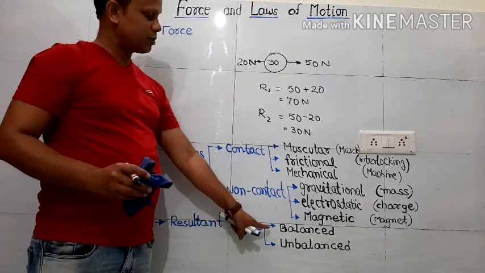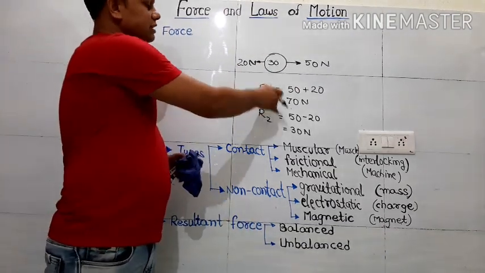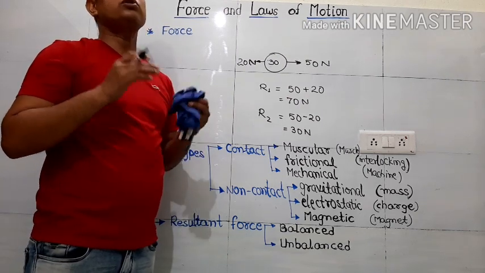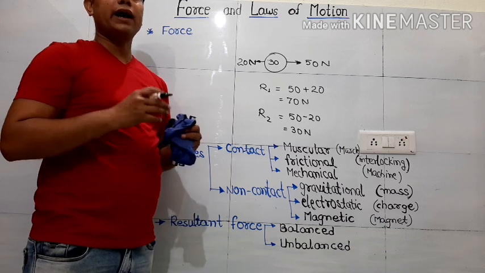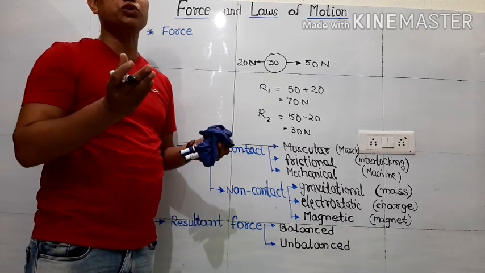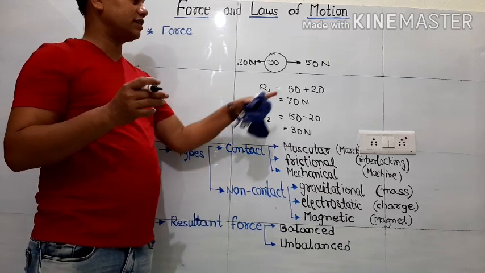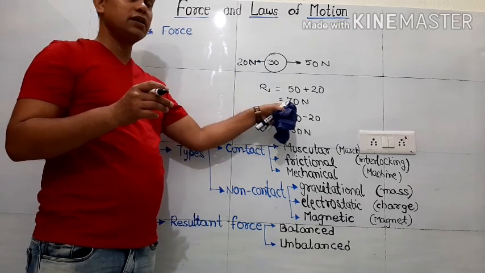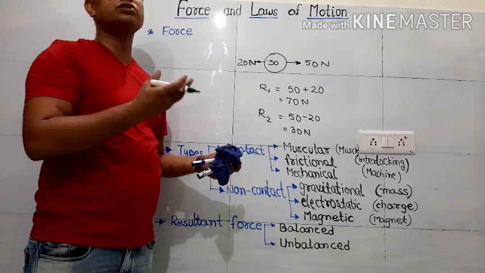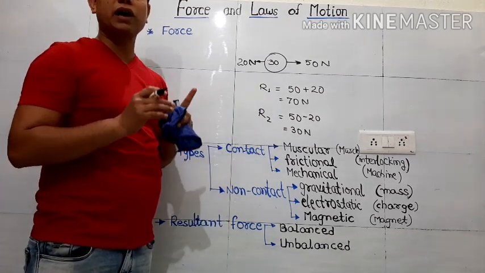Now I have described the balanced situation and unbalanced situation. Now these all are examples of unbalanced situation. It means when two or more forces act on a body and the value of force developed, that means the resultant force, is other than 0 Newton, that means the forces are unbalanced. Like in the previous situation it was 70, now it is 30. So in both situations the resultant value is coming other than 0. So it will be a situation of unbalanced force.